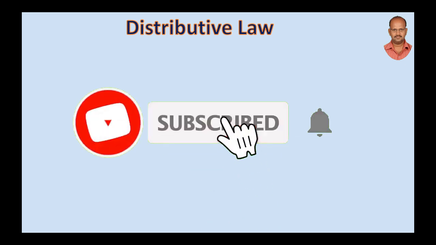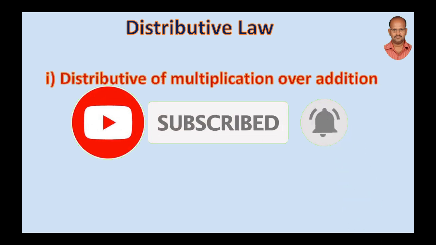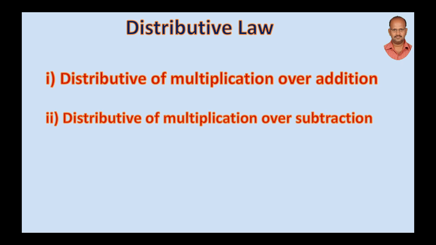Distributive law. In distributive law there are two types. First one is distributive of multiplication over addition. Second one is distributive of multiplication over subtraction. Then taking distributive of multiplication over addition.